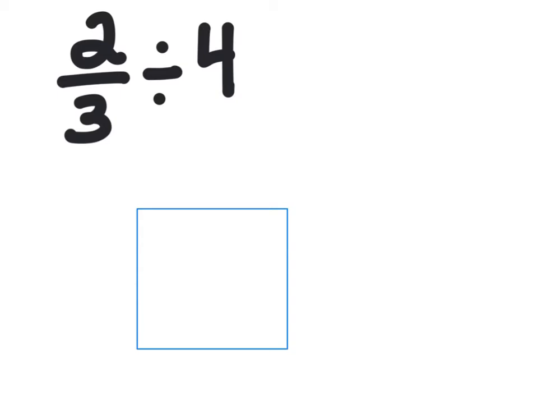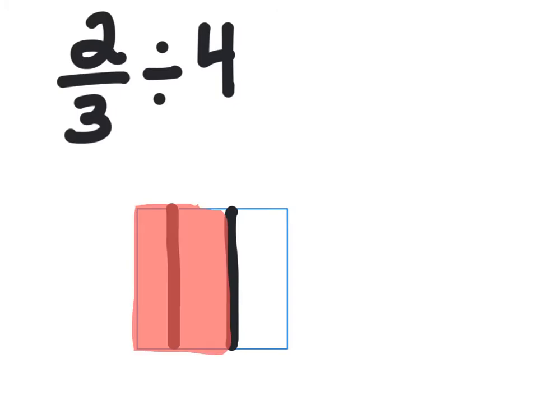So what I'm going to do is look at my denominator, and I notice that my denominator is a 3, and therefore I'm going to make 3 columns. Then I'm going to look at my numerator, and it's 2, and I'm going to shade in 2 of those 3 columns. This red represents what I have. I have 2/3 of a brownie pan.